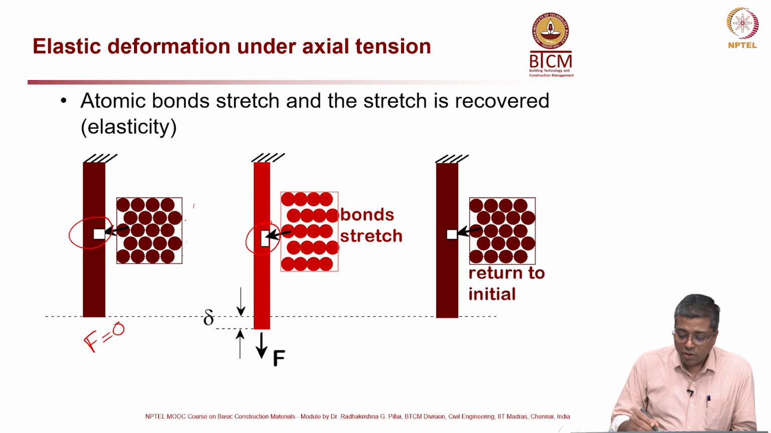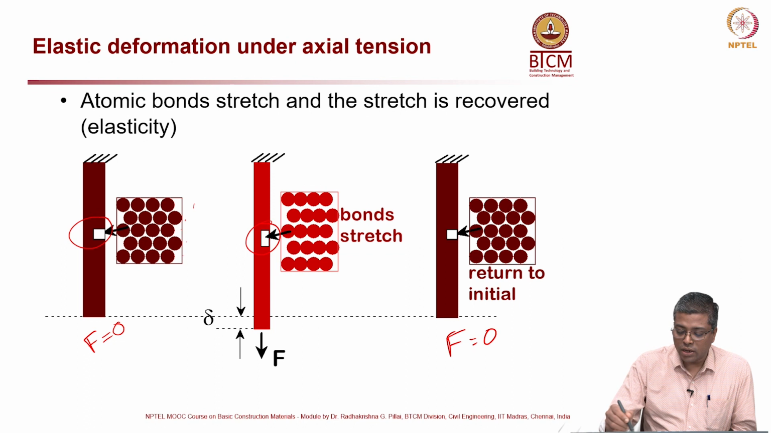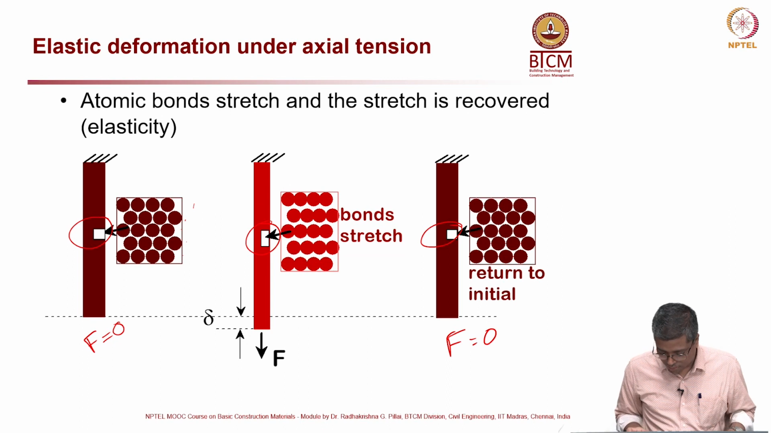Now, when you release the load, again F is equal to 0, the distance between the individual layers, the 5 layers of atoms, has come back to the original shape. So, again it has become square. From square to rectangle and back to square. Okay? That means there is no residual strain after the load is removed, the system has regained its original shape. So, this is what happens when we talk about elastic behavior, or elastic deformation. It deforms under the load, and when the load is removed, it goes back to its original shape.